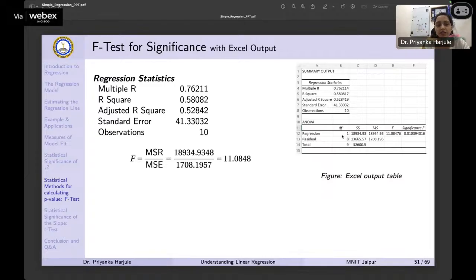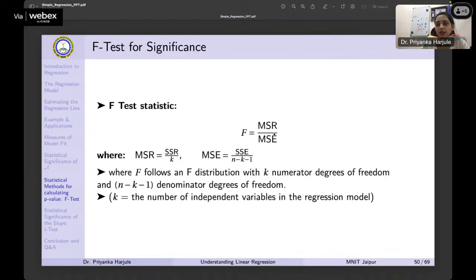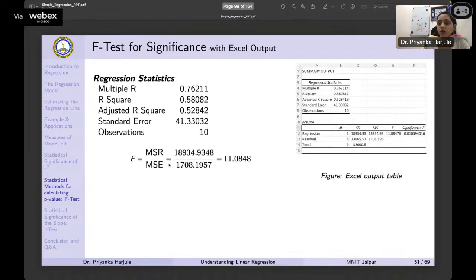So df is giving us the degrees of freedom. For regression it is 1, for residual it is 8. If you remember in our previous slide, you had the MSR, the mean squared regression, with k degrees of freedom. In our example, we had only one independent variable, so the degrees of freedom is 1. And for residual, that is MSE, it is n minus k minus 1. So we have 10 observations, minus 1 minus 1, which is 8, and the total degrees of freedom is 9.